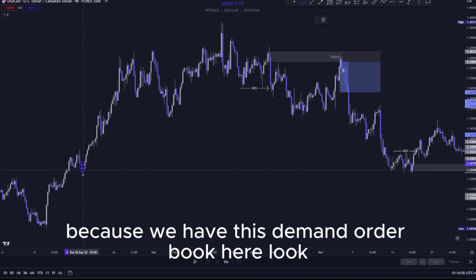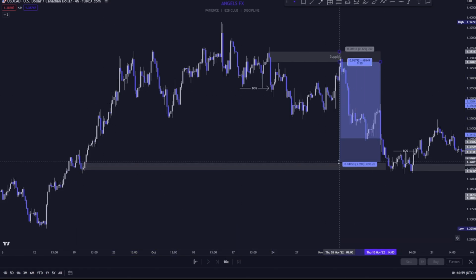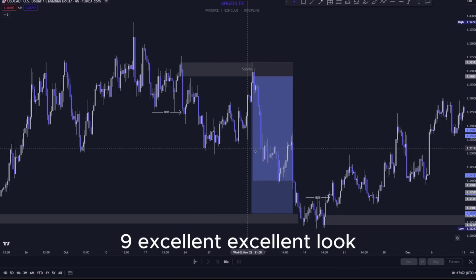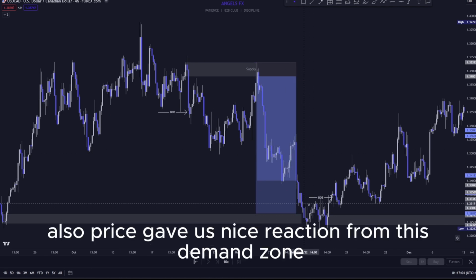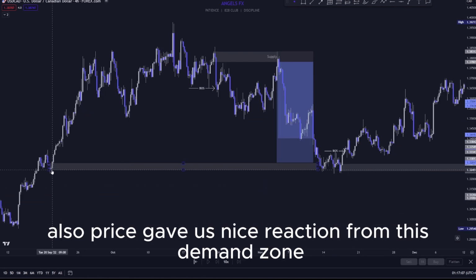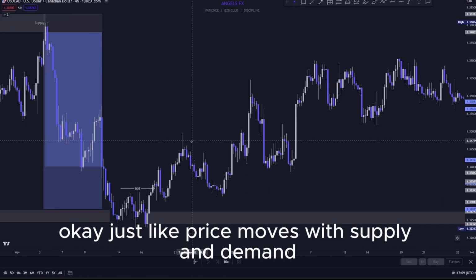Why? Because we have this demand order block here. Look, 1 to 9, excellent. Also, price gave us a nice reaction from this demand zone. Price moves with supply and demand and order blocks, guys.